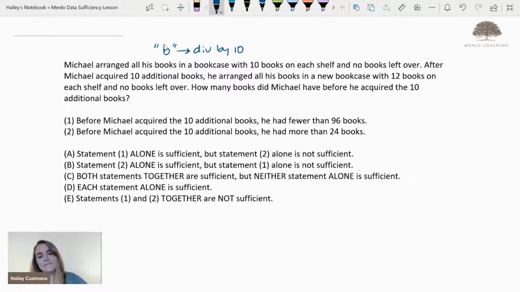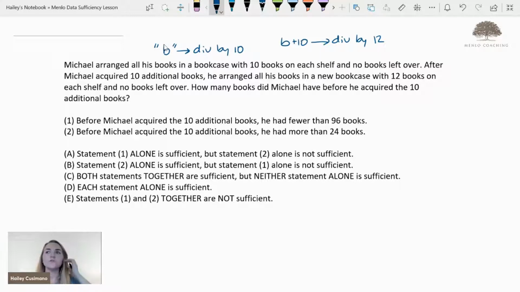Now, we took that B books and we added 10 to it. Michael acquired 10 additional books. And now he arranged his books in a new bookcase with 12 books on each shelf. So what do we know about B plus 10? Yeah, we know it's divisible by 12. What else do we know here? It's divisible by 12. It's also going to be divisible by 10.